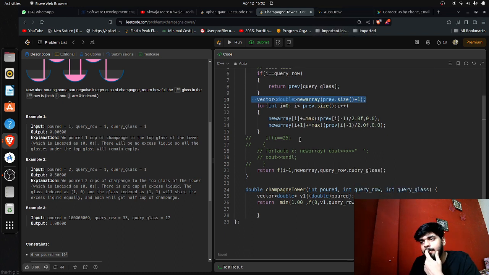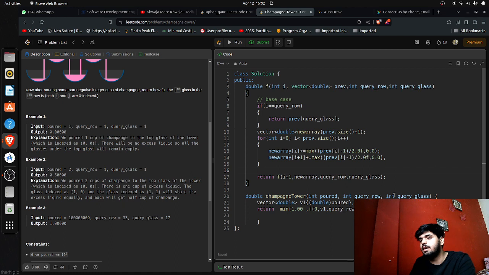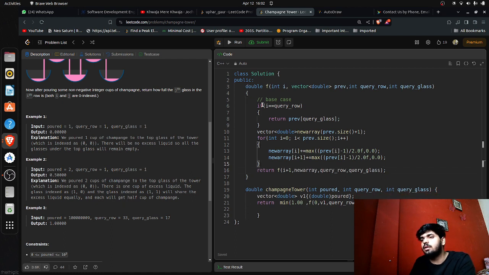And the base case we already saw, so it's a pretty easy question. I used this particular thing when I was debugging it. This is a very short code and you can refer to it.